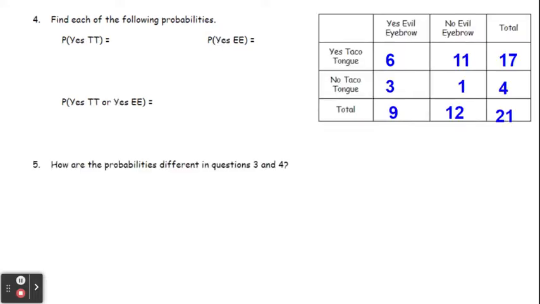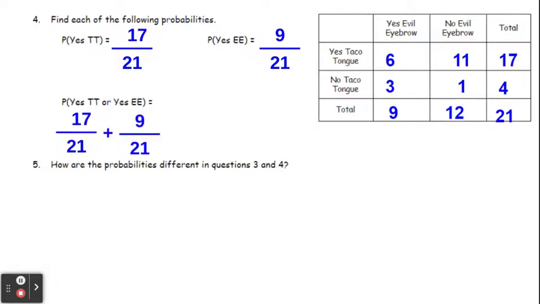Now let's look at this example. Yes, taco tongue, probability of that is 17 out of 21. Yes, evil eyebrow is 9 out of 21. So if we want to find the probability of yes, taco tongue or yes, evil eyebrow, we're going to try to use addition like we did on the last question. So yes, taco tongue would be 17 out of 21, plus yes, evil eyebrow would be 9 out of 21. Now the problem with this is that when we add those together, we get 26 out of 21. And we know we can't have probabilities that are greater than 1, which means our top number, the numerator, can't be bigger than the denominator.